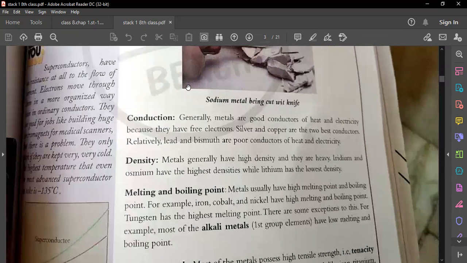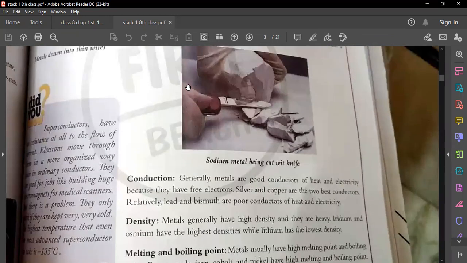The next one is conduction. What is the meaning of conduction? Conduction of electricity, the ability to conduct electricity or heat. Then to conduct electricity, what is important? Free electrons. Very good.